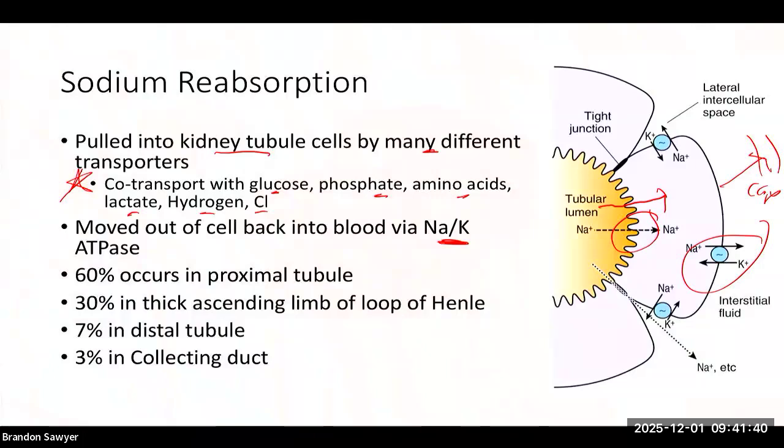And as we were just talking about, 60% of sodium reabsorption happens in the proximal tubule. This is where most of it happens. We get about another 30% in the ascending limb of the loop of Henle. This is the thick part of the loop of Henle. We get a little bit more in the distal tubule and then a little bit more in the collecting duct to get our total amount of sodium that we reabsorb.